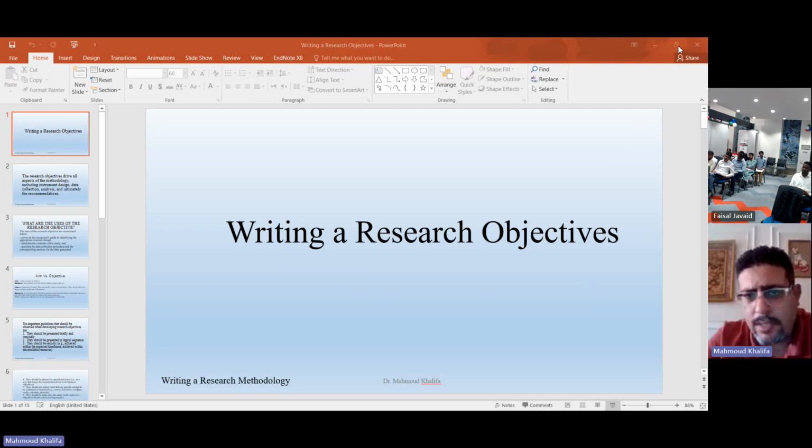Six important guidelines that should be observed when developing a research objective. Number one, they should be presented briefly and concisely. Don't write long objectives. They should be presented in logical sequence, according to the content of your thesis. They should be realistic, okay? Achieved within the expected time frame or within the available resources.